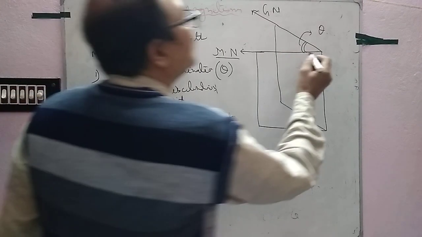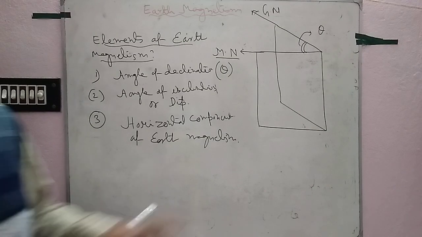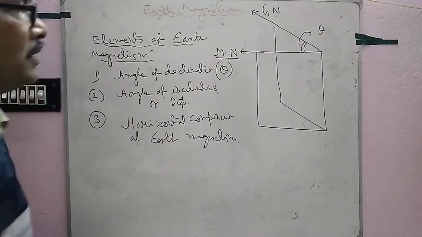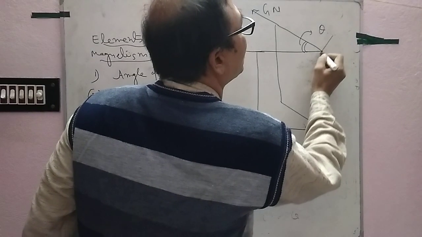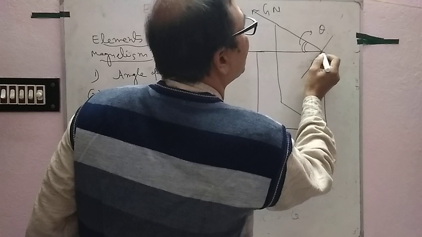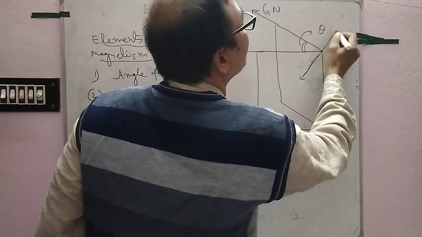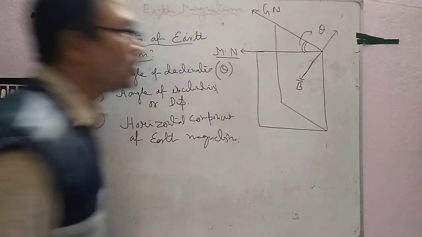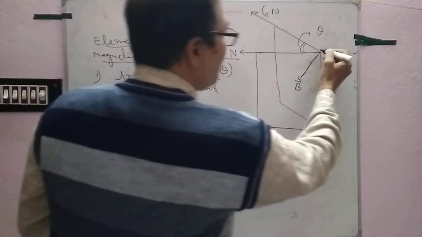If we suspend a bar magnet from its center of gravity at the magnetic meridian at any place, then suppose this is the direction. This is the direction of total earth magnetism. Clear? This is B. B is the direction of total earth magnetism at this place, at this magnetic meridian.